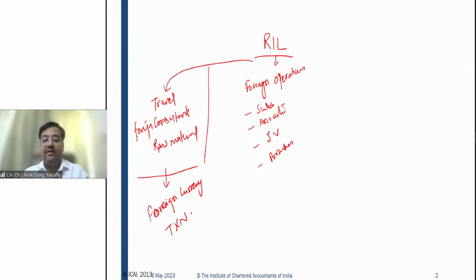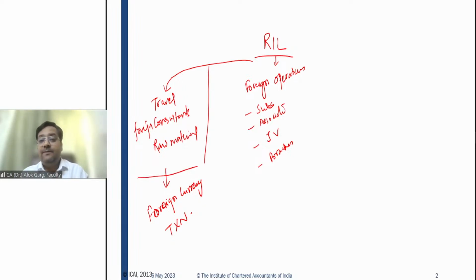Now the question arises: Reliance is the main entity, right? And this entity is operating in India. As far as branches are concerned, Reliance needs to consolidate the results of the branches into the standalone accounts. As far as subsidiary, associate, and JV are concerned, Reliance needs to consolidate the results of the subsidiary, associate, and JV. These financial statements need to be converted into the Reliance entity's currency, right, which is INR as of now.